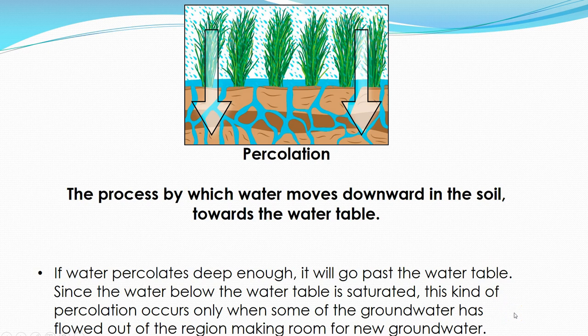Since the soil below the water table is saturated, this kind of percolation occurs only when some of the groundwater has flowed out of the region, making room for new groundwater. So some of that groundwater has to go to the streams and lakes for new water to enter the water table.